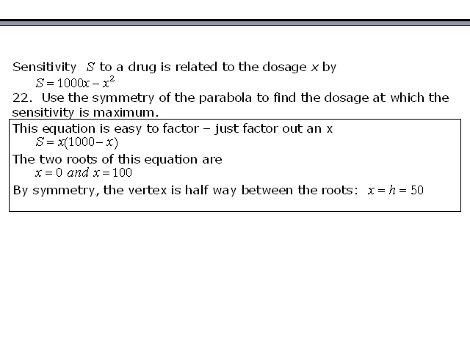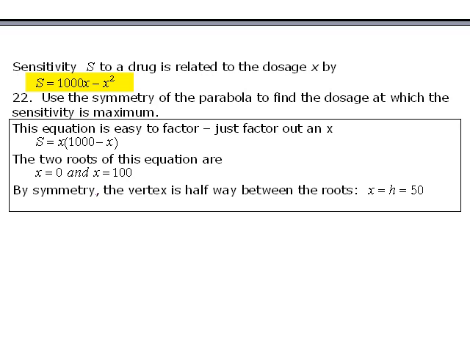I'm going to discuss this problem first, then the extra credit problem. Here's a case. Sensitivity to a drug is related to the dose x. X is the dose, how many milligrams you give of the drug. And here is the equation for this. The sensitivity equals 1000x minus x squared. This is a quadratic. Use the symmetry of the parabola to find the dosage at which the sensitivity is a maximum.